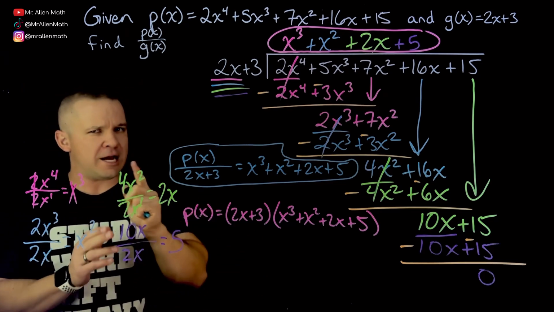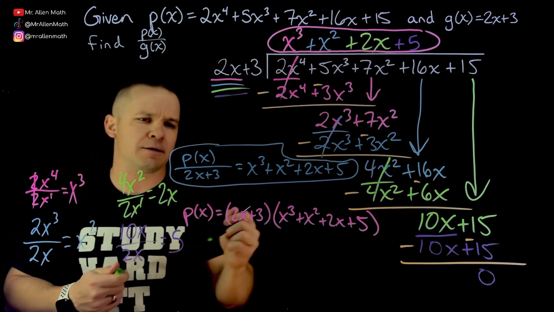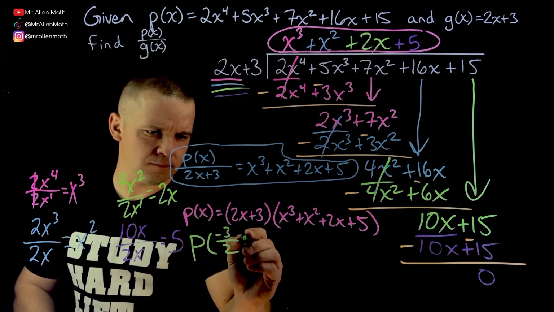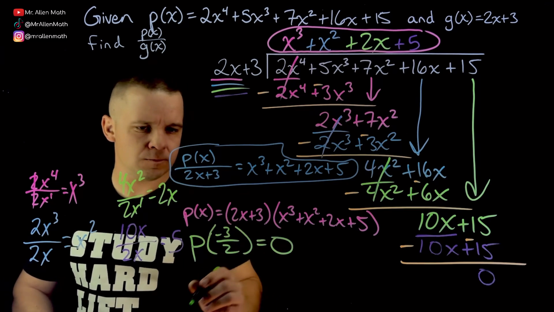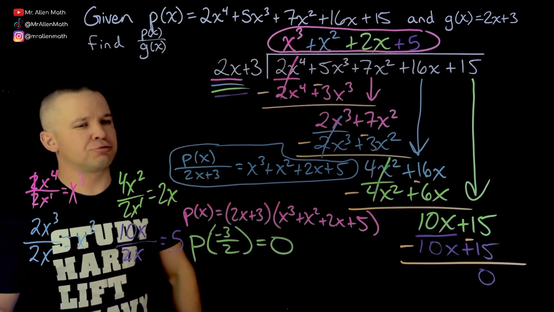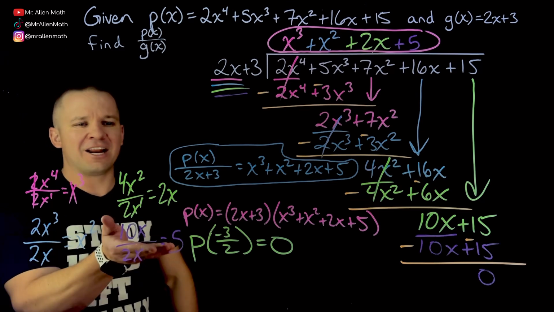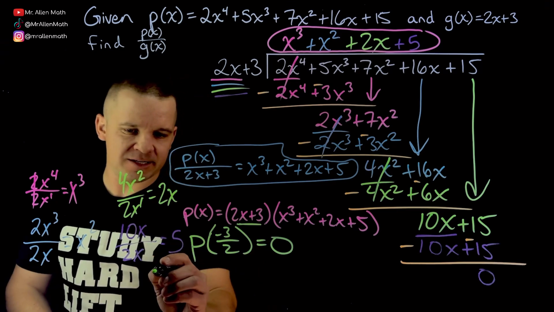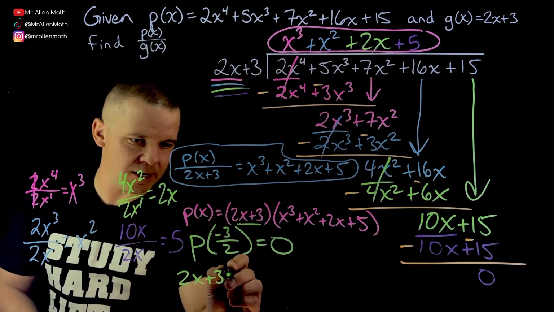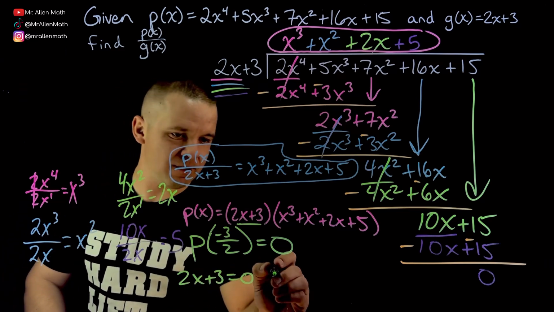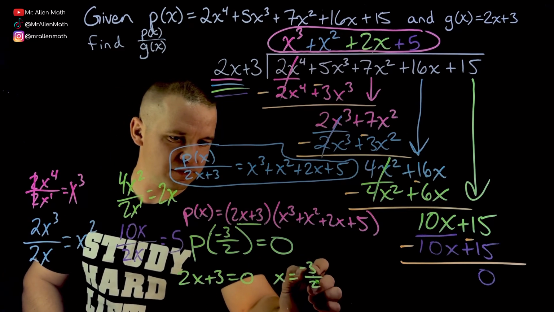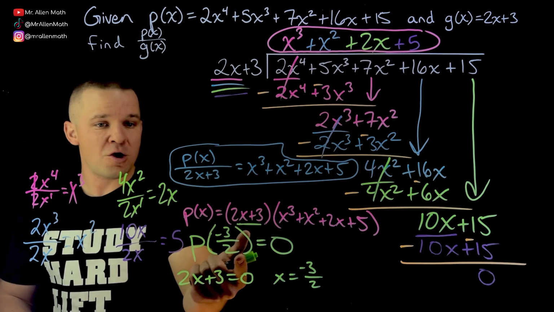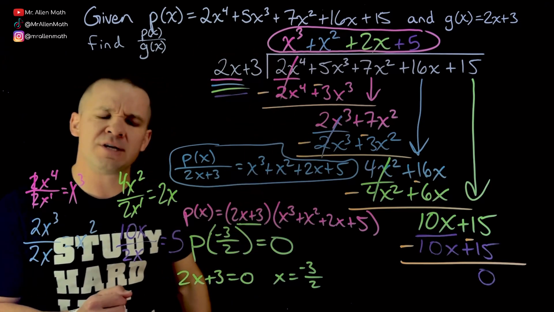Now, one last thing that I want to ask here. What about this? Is that true? Where did I come up with the negative 3 over 2? Take a look at this guy right here. If I set 2x plus 3 equal to 0, and I subtract 3, divided by 2, I get x equals negative 3 over 2. So if I were to substitute in negative 3 over 2 into P of x, whether it's this guy, that guy, whatever, would it equal 0?